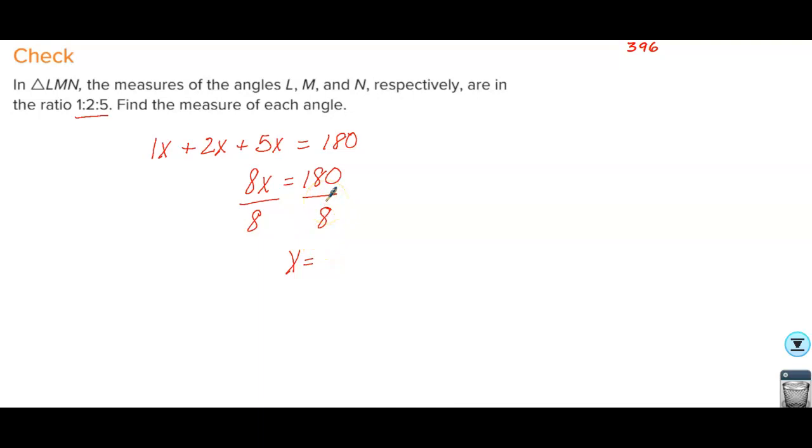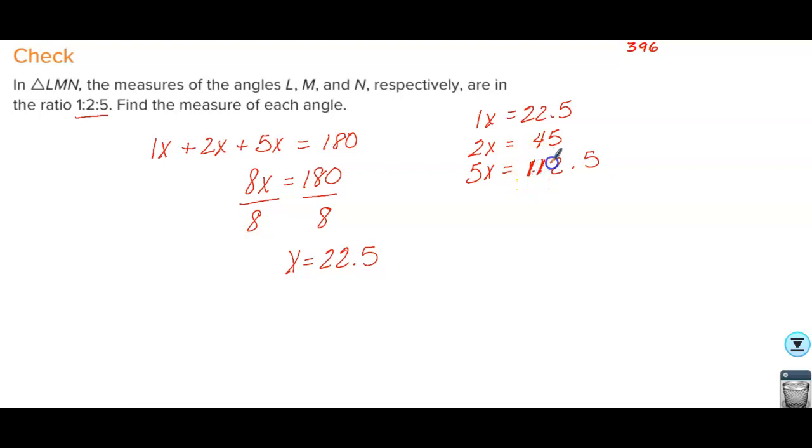All right, hang on. 180 divided by 8. X is equal to 22.5. Okay, so one angle, the first angle, the 1x, is equal to 22.5. But what about 2x? Well, 2x is equal to 45. And then 5x, you would do 5 times 22.5, which is 112.5.